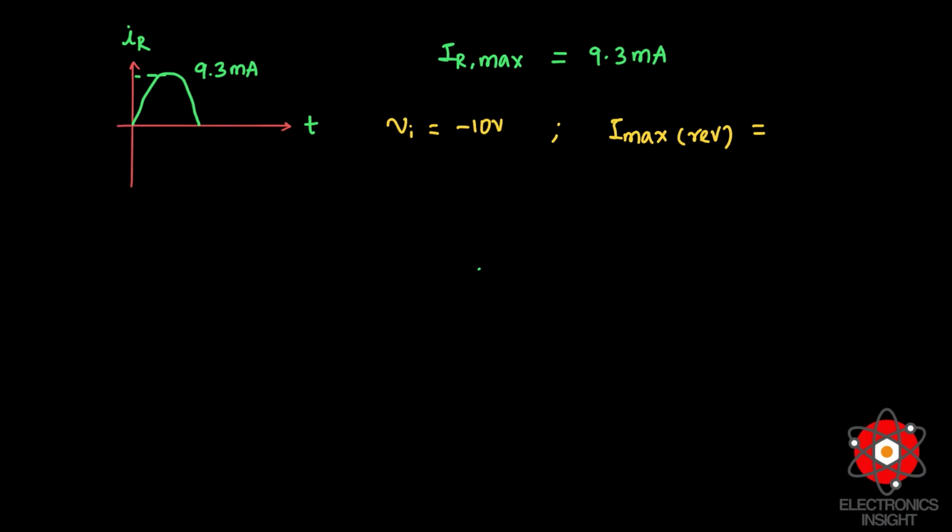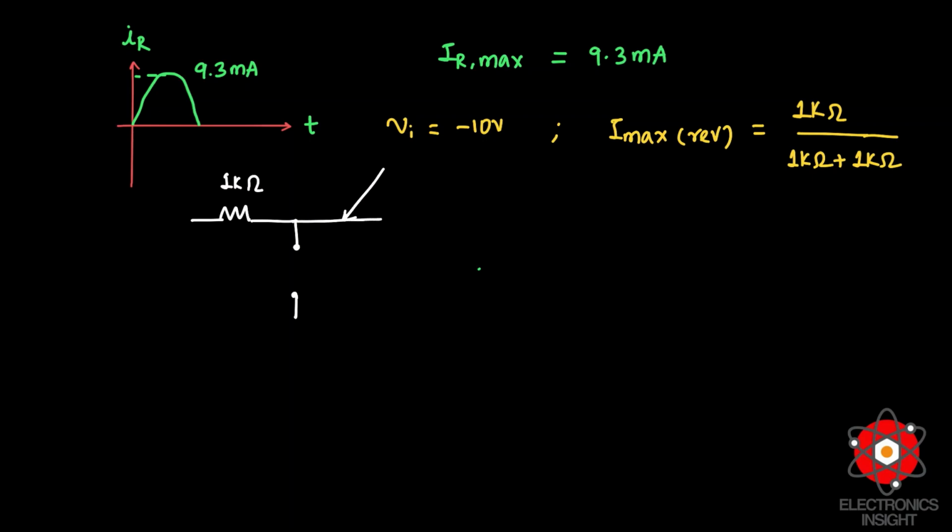So I max will be again 1 kilo ohm divided by 1 kilo ohm plus 1 kilo ohm, the load resistance, because it will be open circuit. If it's an open circuit, you understand that you have 1 kilo ohm resistance here, and this silicon diode, during Vi equal to minus 10 volt, will be reverse biased, so it will be open, and therefore you will have one more resistance. So you need to consider this resistance effect also.